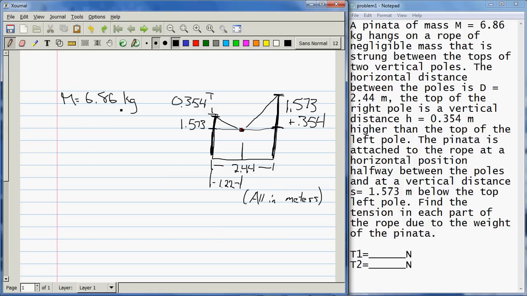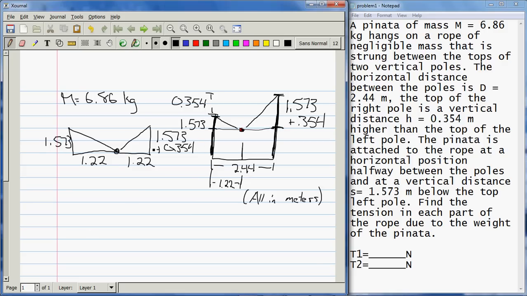So, we have a 6.86 kilogram piñata here, and I already drew out the schematic that you can read through here, and this is how I interpret it. So I'm going to redraw this a little better looking. That's our piñata, and this is not to scale. 1.22, this is 1.573 plus 0.354 and 1.573.